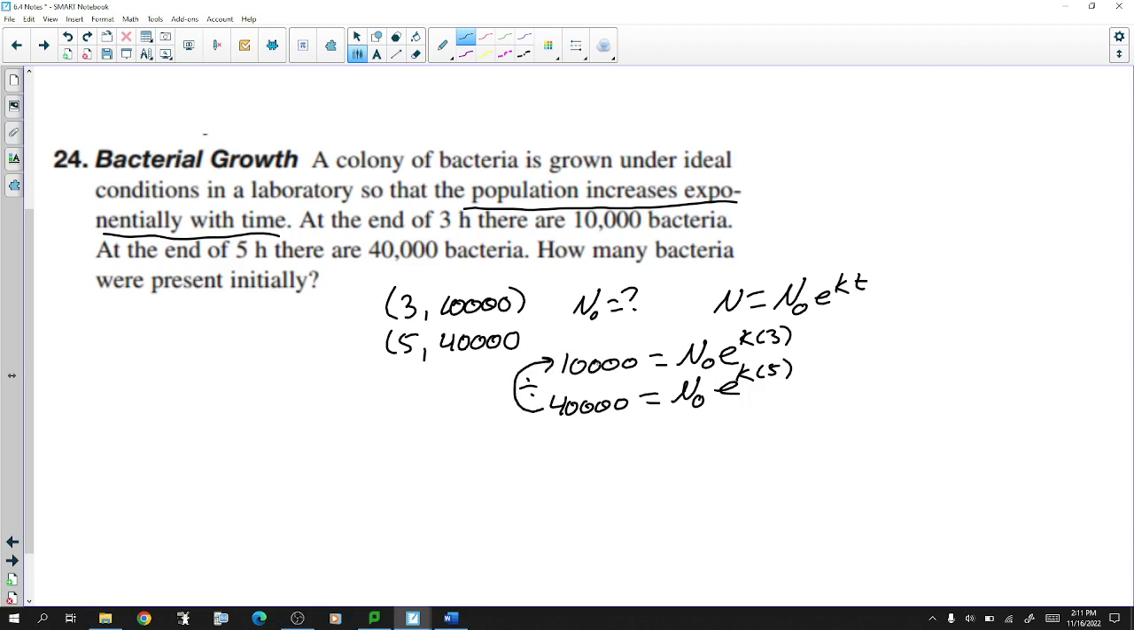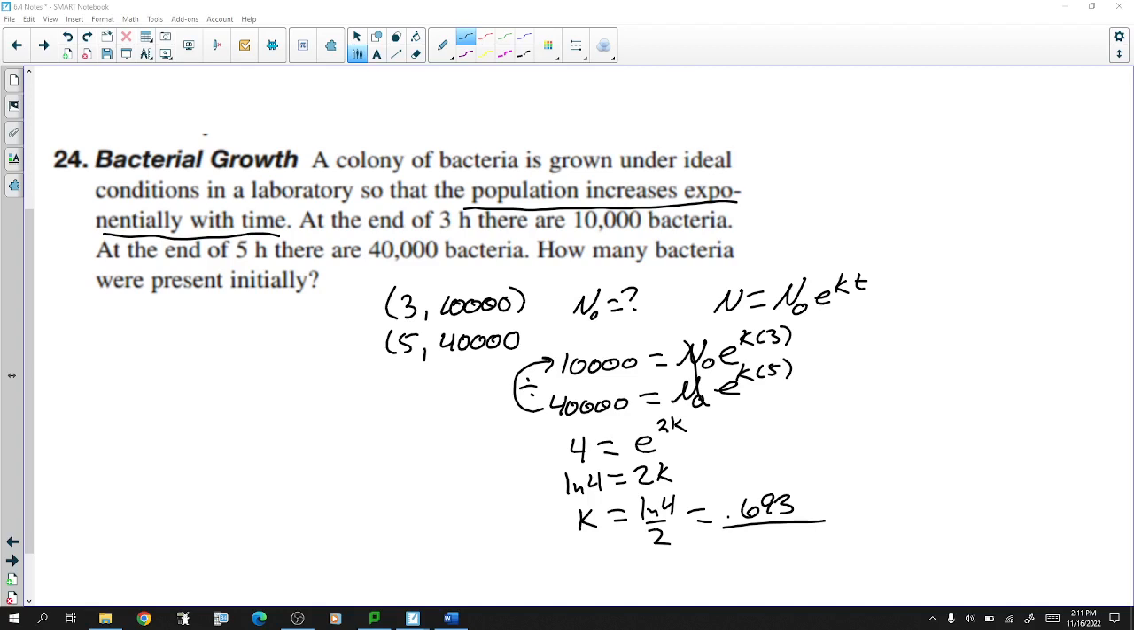So 40,000 divided by 10,000 is 4. The n naughts cancel out when we divide, and we always subtract the powers when we divide. So the natural log of 4 is equal to 2k. So k is equal to natural log of 4 over 2, which is, when we do that in our calculator, 0.693. I'm going to use the whole number in the calculator, but we'll represent it with 0.693.